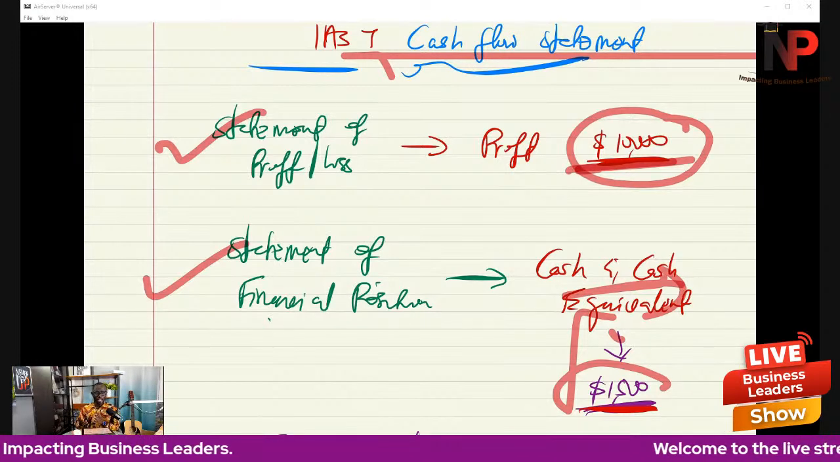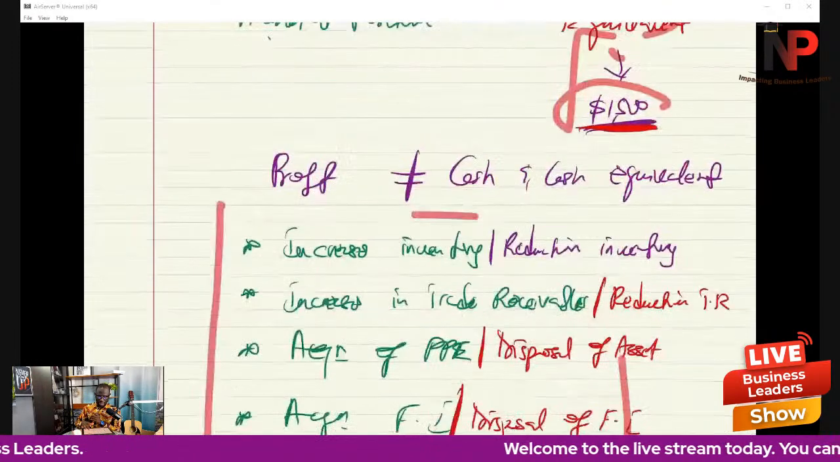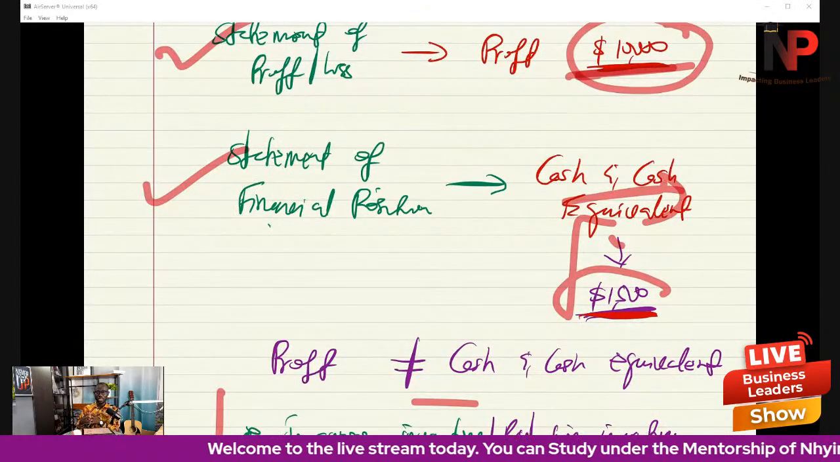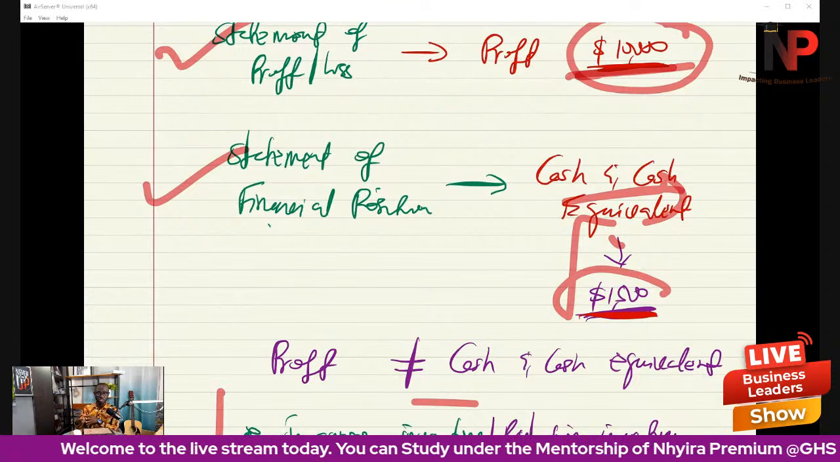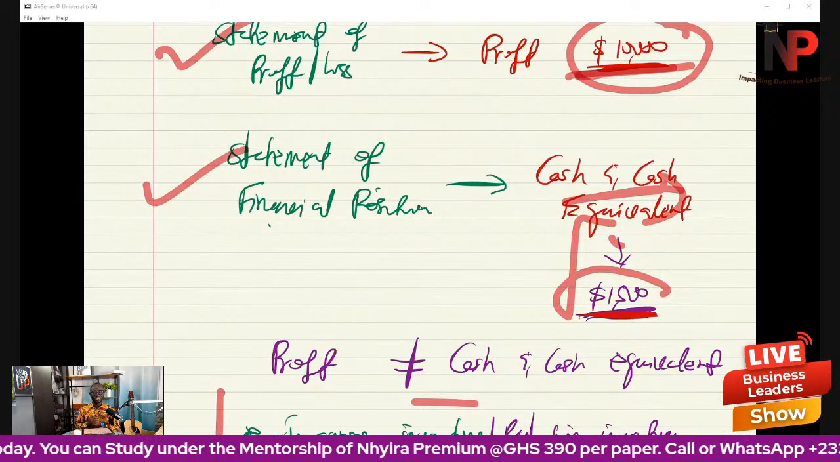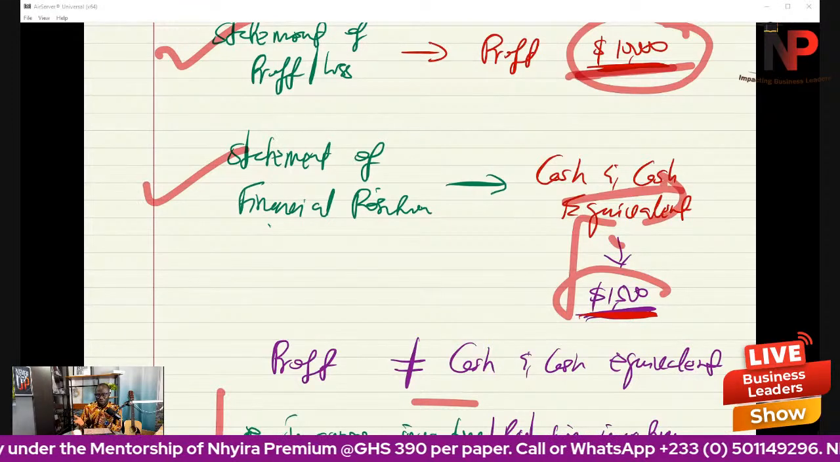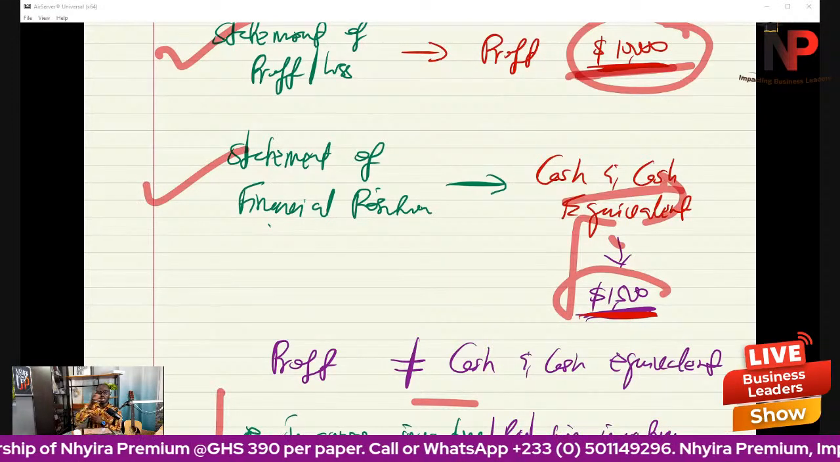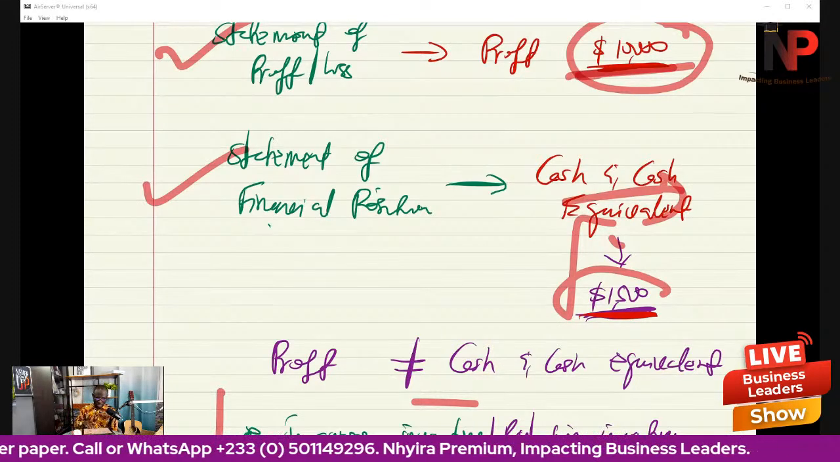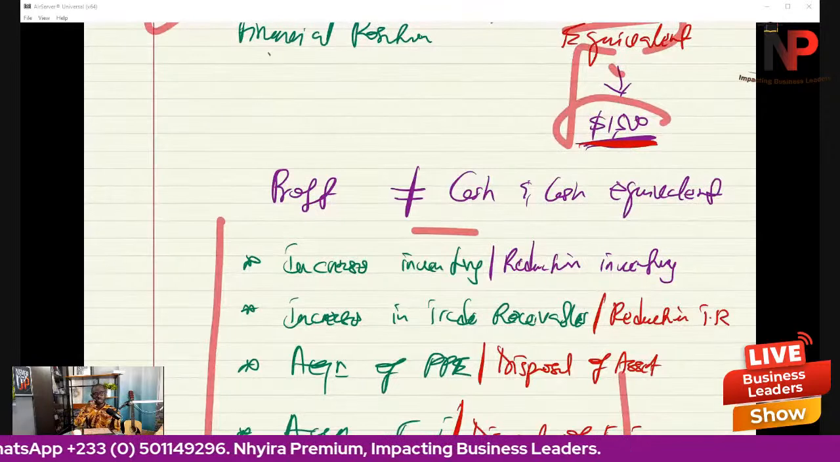Now, the reason is that sometimes an entity makes a profit of, say, 10,000, but then the cash and cash equivalent on the face of the statement of financial position is just $1,500. However, shareholders ask, why is that the case? Why do we declare a huge amount of profit, but there is less cash available? The reason is that profit is not the same as cash.